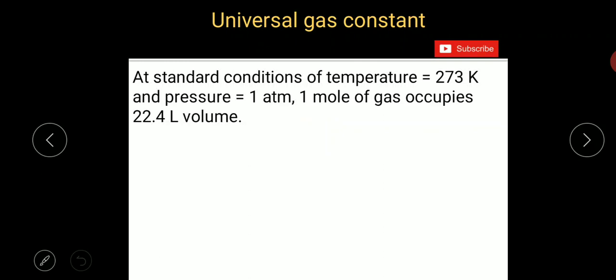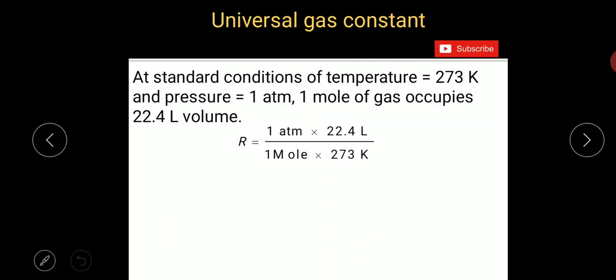The statement of gram molar volume is 1 mole of any gas at STP occupies 22.4 liters. Here STP conditions, pressure is 1 atmosphere, temperature is 273 Kelvin. If you substitute these conditions in the expression of universal gas constant, in the place of pressure substitute 1 atmosphere, volume 22.4 liters divided by number of moles 1 mole and temperature 273 Kelvin.